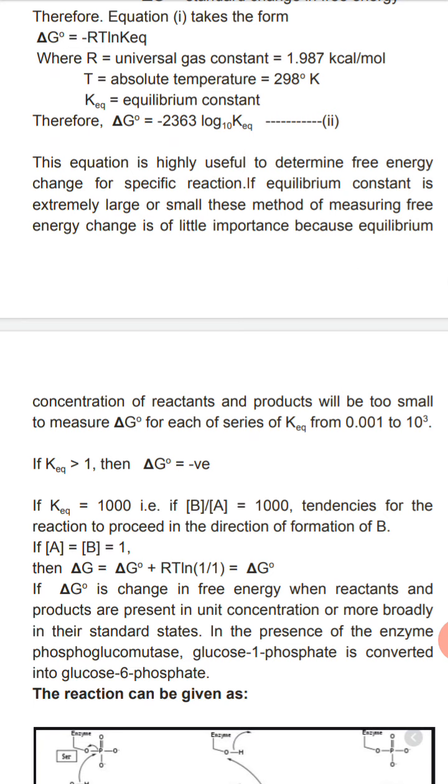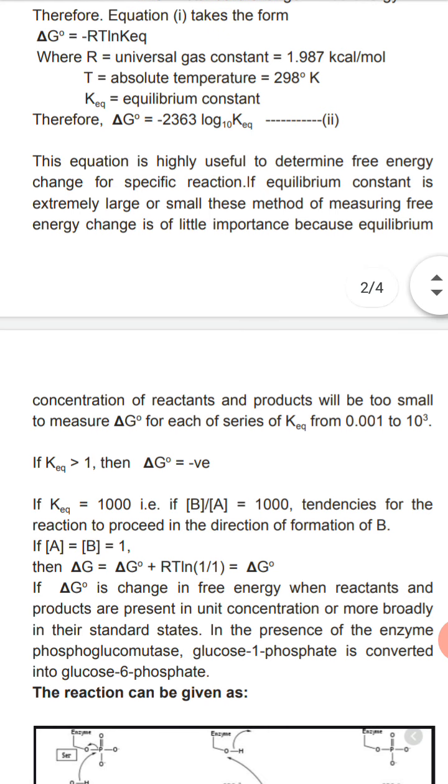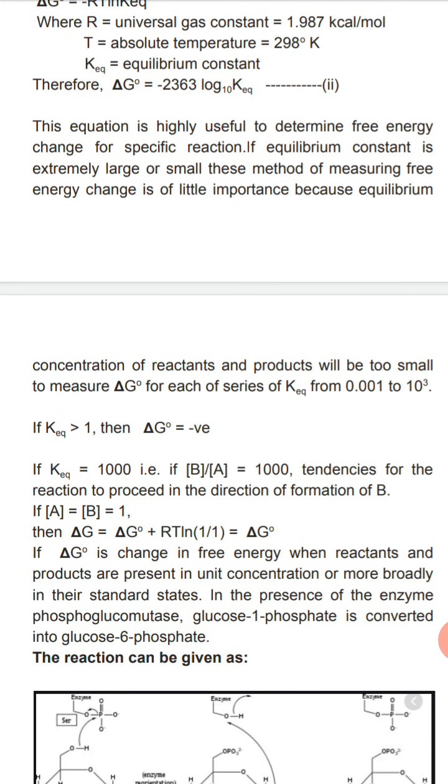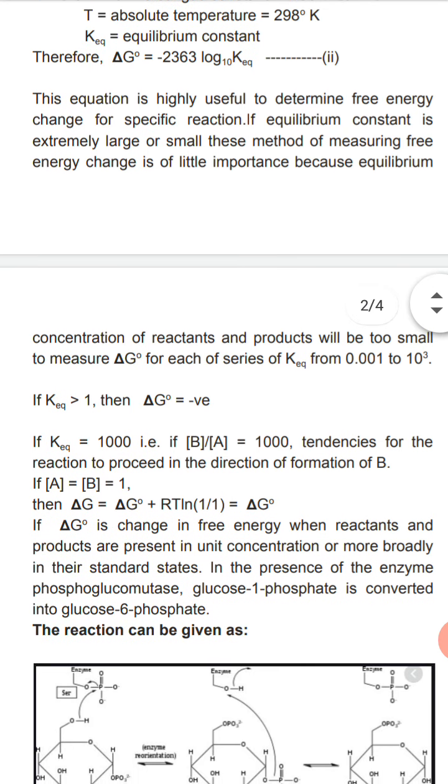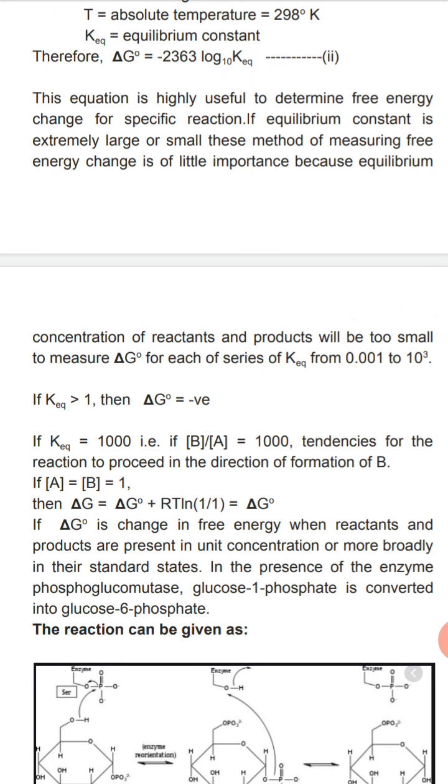If K equilibrium is greater than 1, then delta G naught is negative. If K equilibrium is 1000, and molar concentration of B by molar concentration of A equals 1000, there is a tendency for the reaction to proceed in the direction of formation of B. It means if delta G naught is negative, then there will be a greater tendency to form B, that is product.